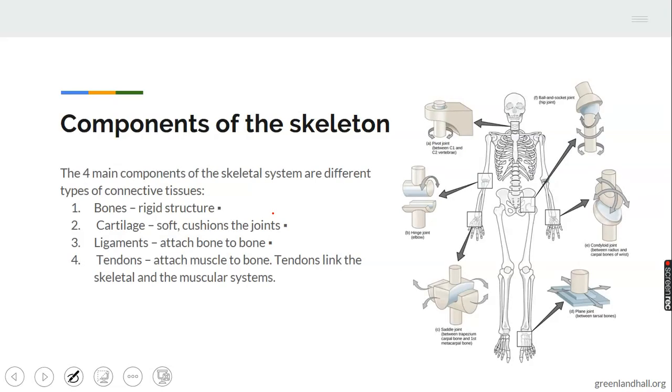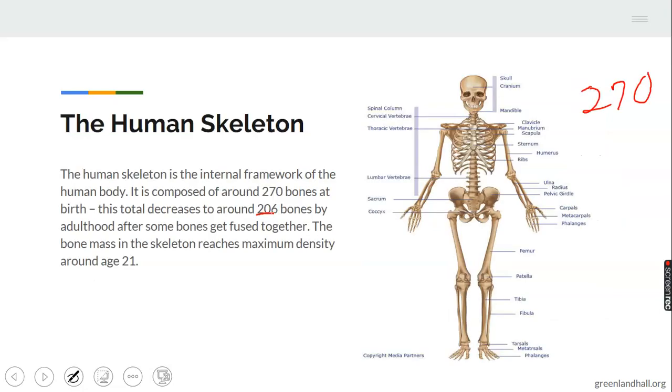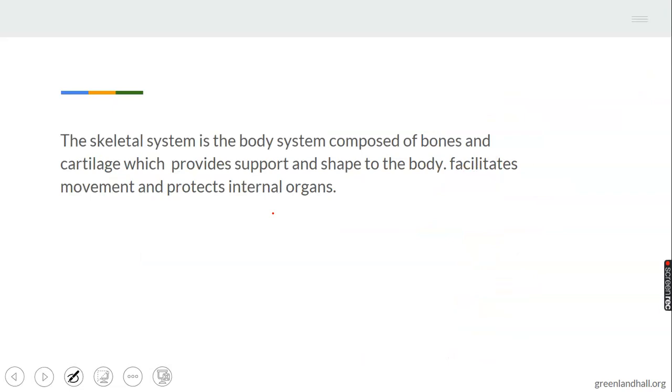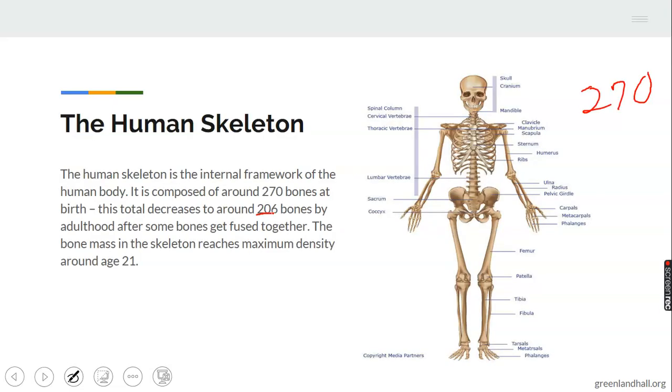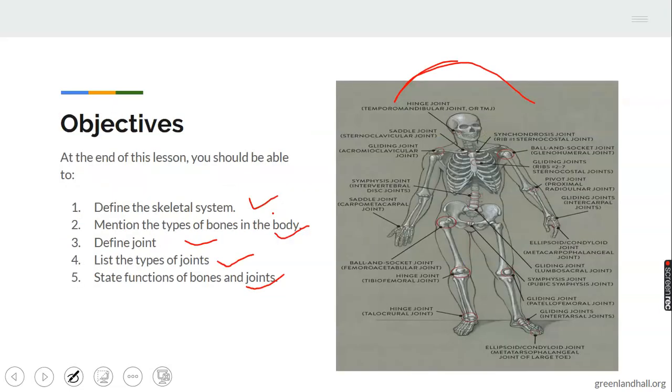Okay, let me go back to this picture. We talk about here that it provides support and shape to the body. Look at this body. You know that your body is made of flesh, and if there are no bones inside the body, the body will just look like a balloon, rubber. That's what the body will look like. So it is the bone that is making us stand and sit.